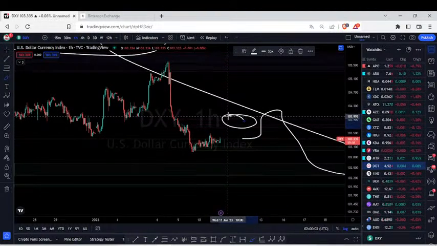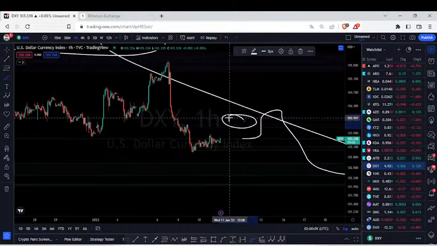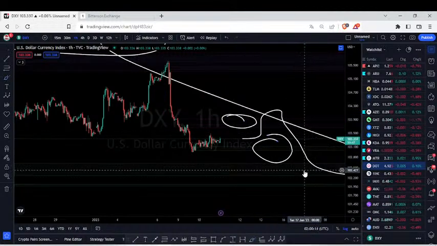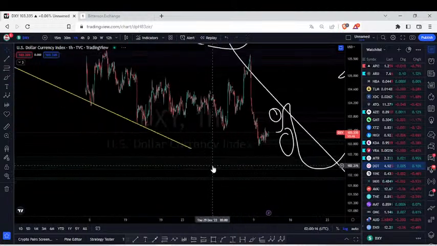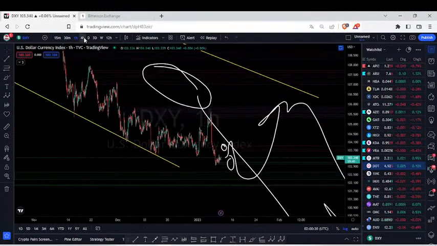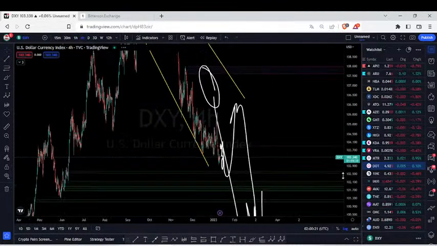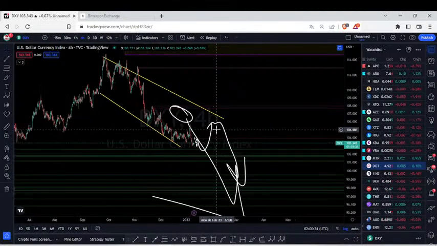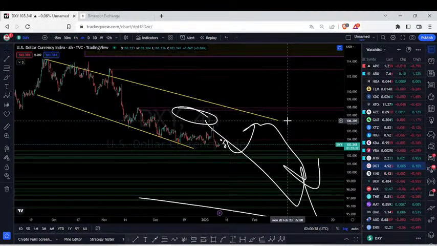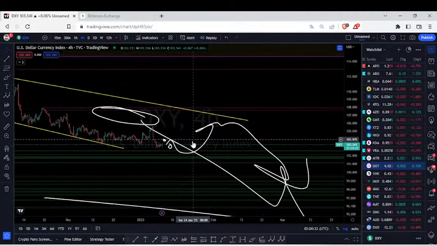So wait for the pullback on the dollar to short, and then hold it here. Once it comes down back to about the 102s, it will bounce pretty hard, and that's when you short all the pairs against the dollar. We're talking about the euros, the Australian dollars, the Japanese yen, everything. I mean, literally just everything.